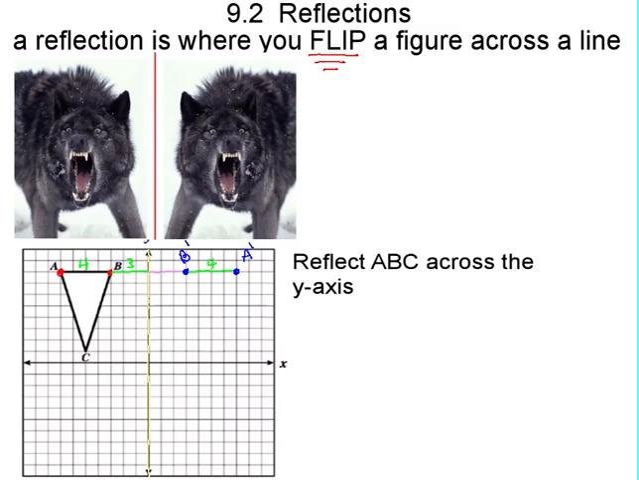And same thing for C. So C is a distance of 1, 2, 3, looks like 5. So we want to go over 5 spaces on the other side. We're reflecting across the y-axis, so everything is in relationship to the y-axis. And again, your shape shouldn't look any different in shape or size. It should just look reflected or flipped across the y-axis.